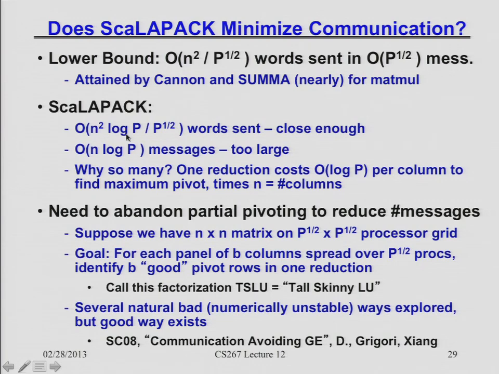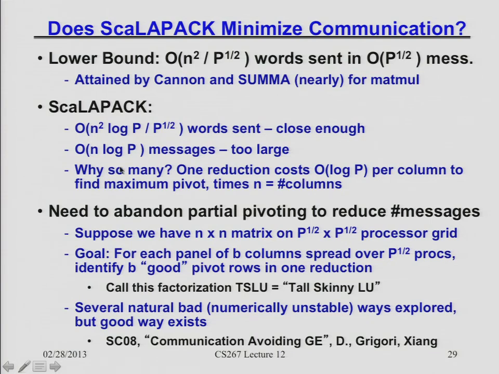And since we have all these reductions with log p stages in them, that's not so bad to have a factor of log p. That's in the number of words sent. On the other hand, the latency cost, the number of messages, is much worse. It's not square root of p, it's proportional to n. N can be arbitrarily larger than p, right? So this is really a large bottleneck.